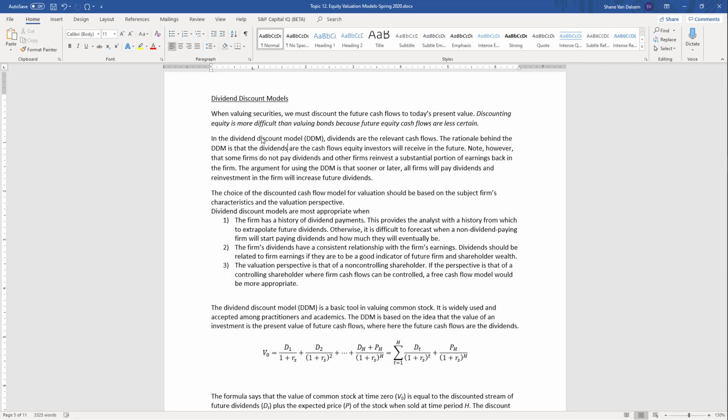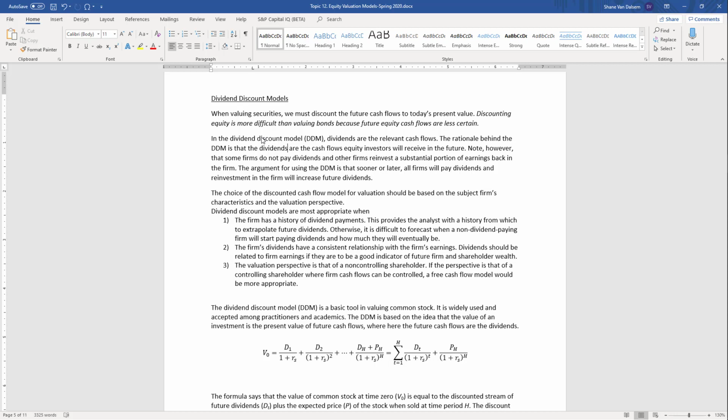The choice of the discounted cash flow model for valuation should be based on the subject firm's characteristics and the valuation perspective. Dividend discount models are most appropriate when the firm has a history of dividend payments. This provides the analyst with a history from which to extrapolate future dividends. Otherwise, it is difficult to forecast when a non-dividend paying firm will start paying dividends and how much they will eventually be. So if a company, I'll use Tesla for example because I used it last time, a company like Tesla has no history of paying dividends. It's hard to determine what those dividend payments are going to look like in the future. So Tesla is not a good candidate for a dividend discount model valuation.